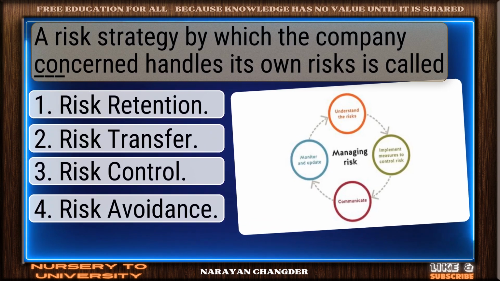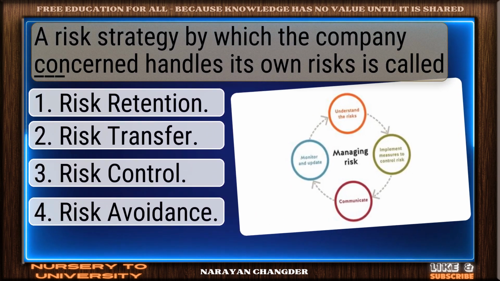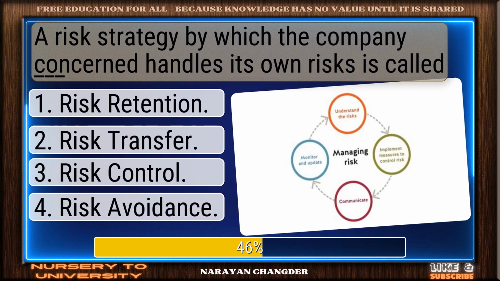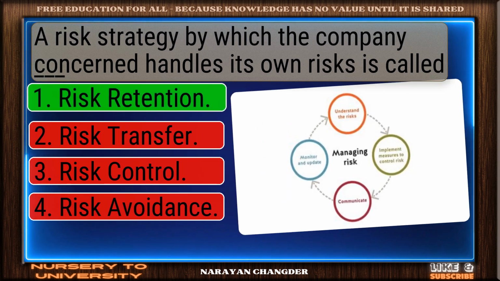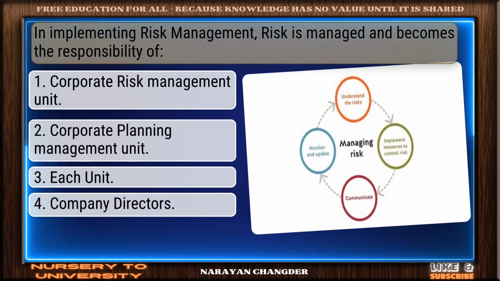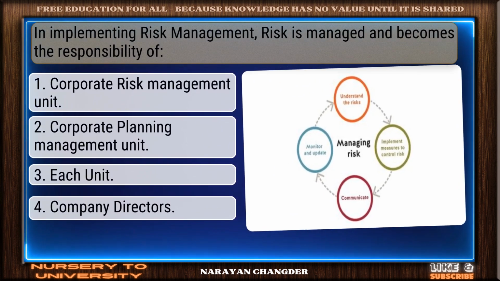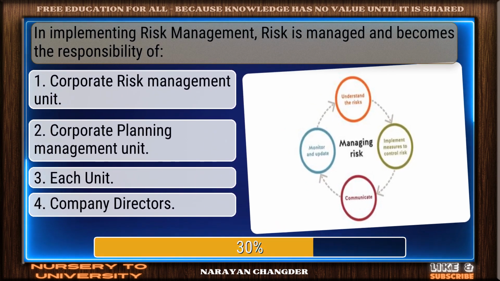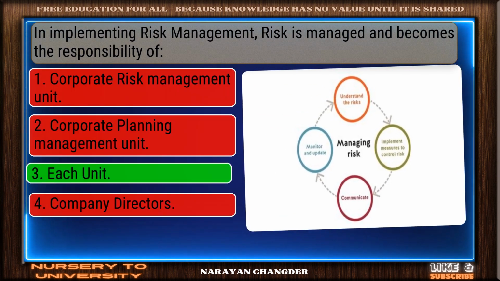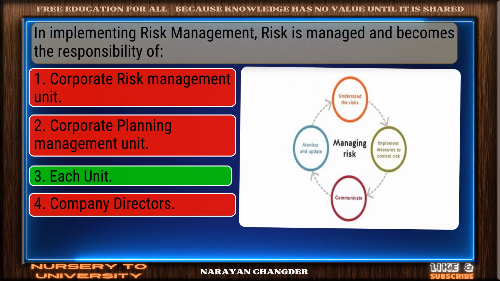A risk strategy by which the company concerned handles its own risks is called... Excellent choice. Risk retention is the right answer. In implementing risk management, risk is managed and becomes the responsibility of... Great job. Each unit is the accurate answer.